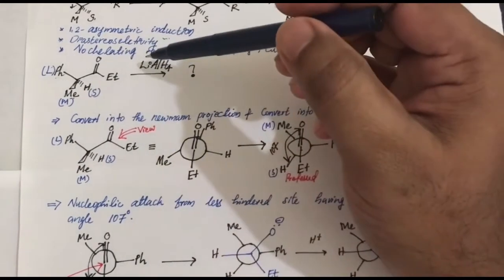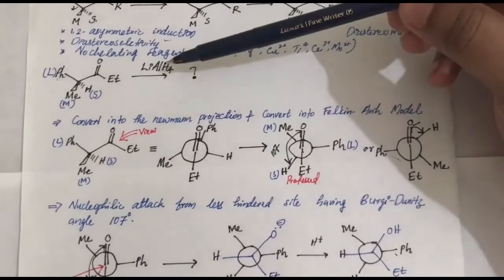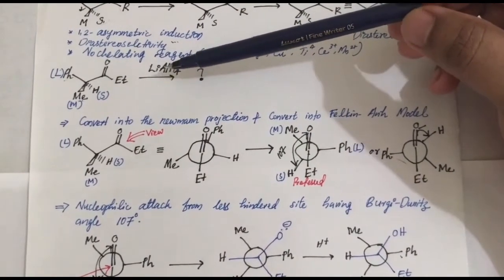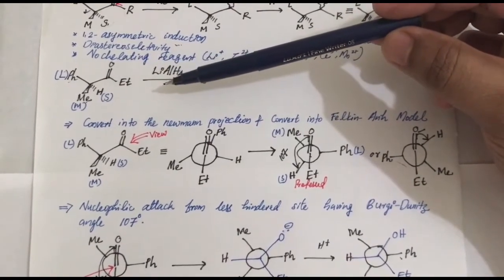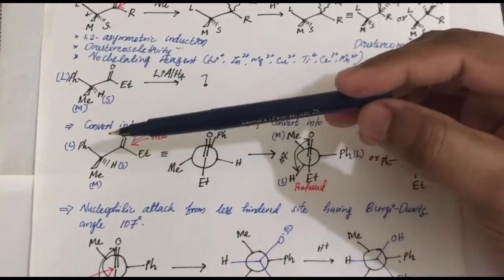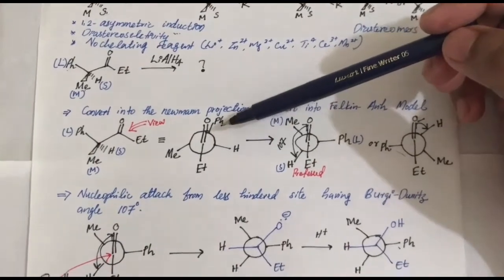Okay, so here we are using lithium aluminum hydride. We know that that is a reducing agent that will furnish H- ion as a nucleophile. So in this model, the first step is the conversion of the given flying wedge into a Newman projection. That is very important.